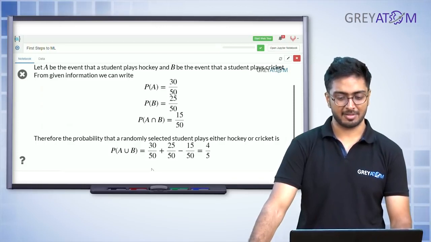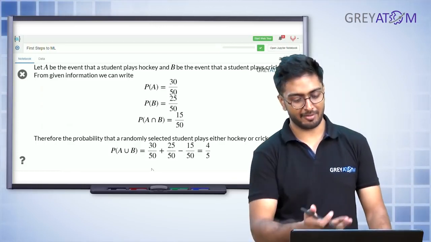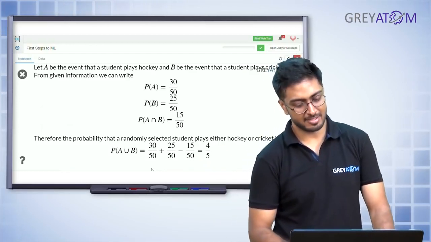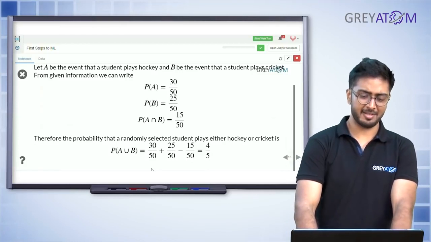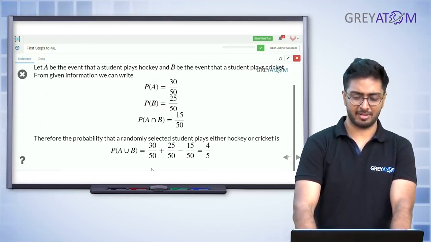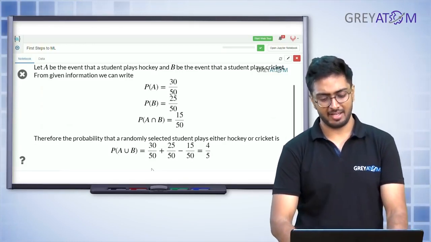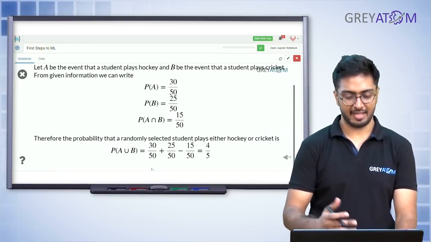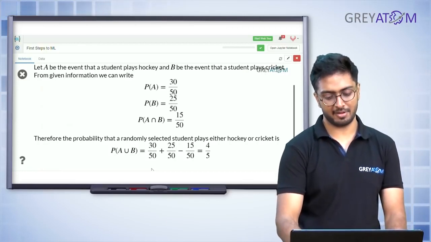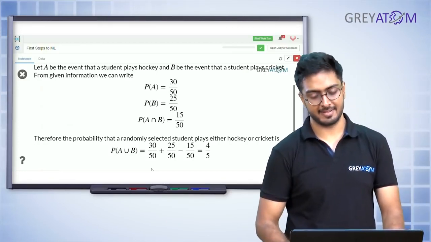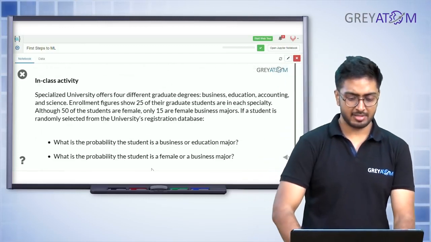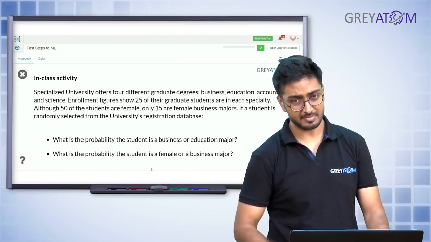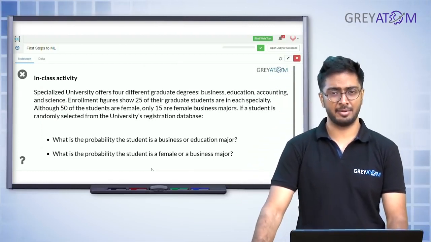Which is awesome, because you can already see that out of 50, there are a lot of people playing either cricket or hockey, or combining both of them. So obviously the probability that a randomly selected student plays either hockey or cricket is probability of A union B, and that is probability of A plus probability of B minus probability of A intersection B. Awesome, so we understand this concept of A union B.